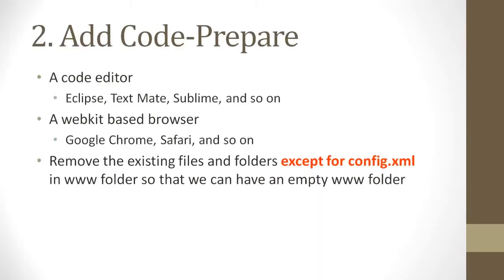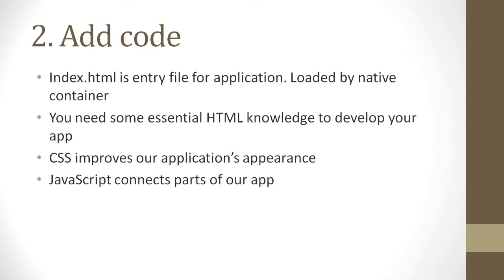Coding PhoneGap applications is the same as coding web pages. You need to prepare a code editor and a browser and you're ready to go. Go into the www folder of the project. It contains the default PhoneGap app file. We need to keep the config.xml file in the folder as it's used by the PhoneGap platform. Remove other files so that we have a clear workspace.